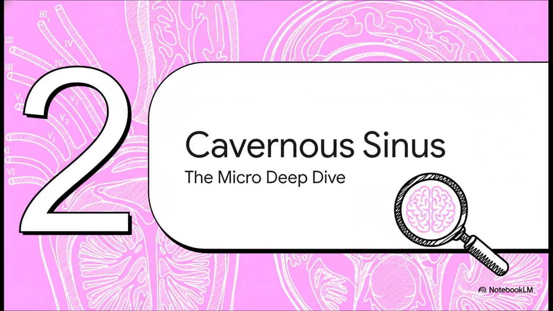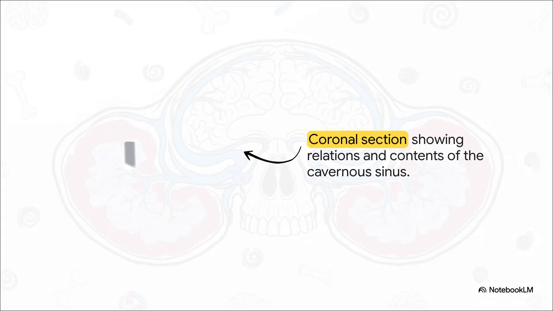Moving right along to Section 2, Anatomy of the Cavernous Sinus. Time for our micro deep dive into the absolute star of the show. The cavernous sinus is fascinating. It gets the name cavernous because its interior is divided by this network of connective tissue trabeculae, creating tiny little caverns. It sits right next to the sphenoid body and the pituitary gland.